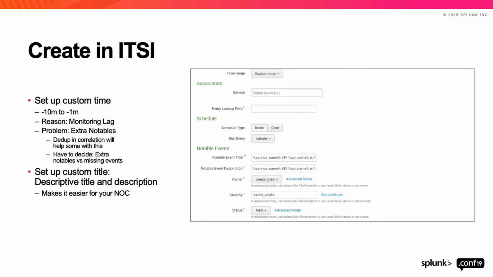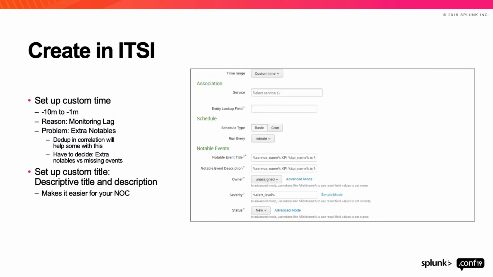Once we had created what we wanted the actual search to be, we wanted to create it in ITSI. So we went to correlation searches and made a brand new one. I set up a custom time for this. One of the things is your manager is going to come up to you and say, I want this alert as soon as possible when a bad event occurs, right? So I set this correlation search to run every minute.